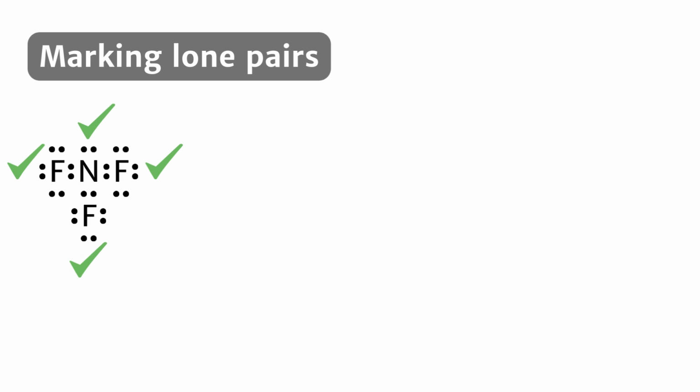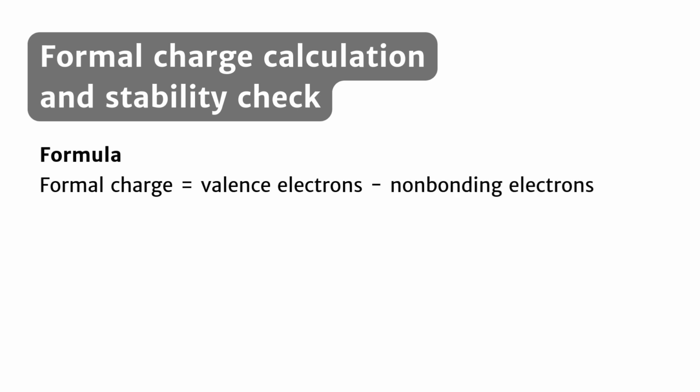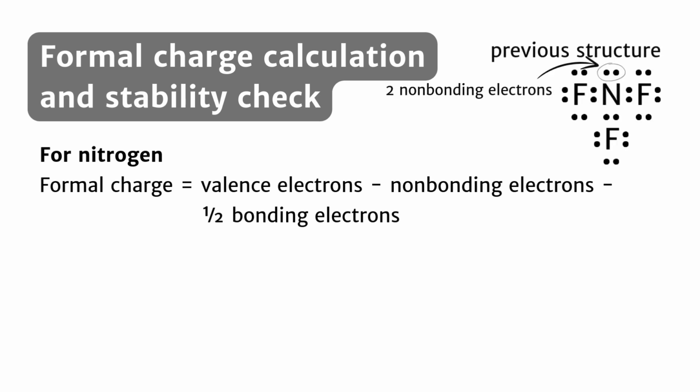Now let's check the stability of the structure by calculating the formal charges for each atom. This is the formula we can use to calculate formal charges for the NF3 Lewis structure. Formal charge equals valence electrons minus non-bonding electrons minus half times bonding electrons. Input the data and place the values to derive the formal charges for each individual atom. For the nitrogen atom, valence electrons equals 5, non-bonding electrons equals 2, and bonding electrons equals 6. So, the formal charge equals 5 minus 2 minus half multiplied by 6, which equals 0.